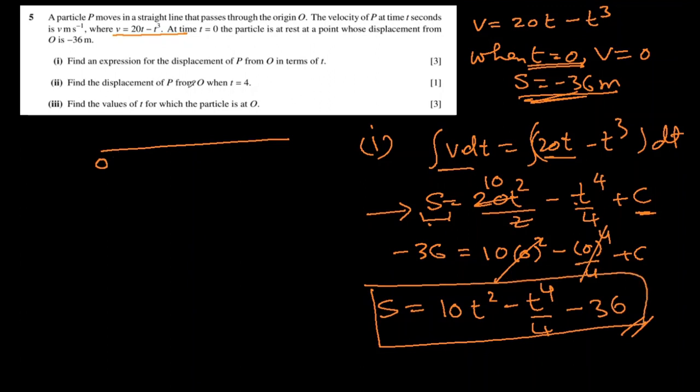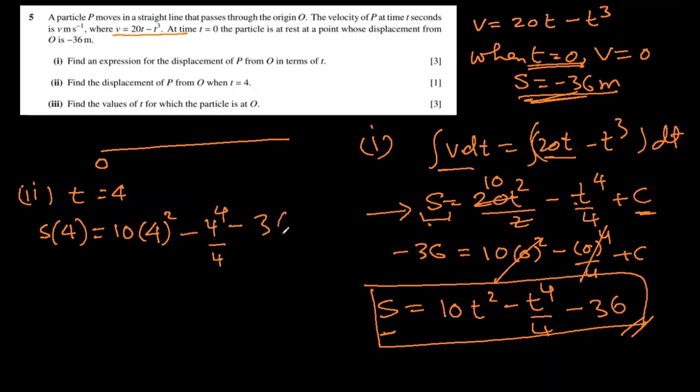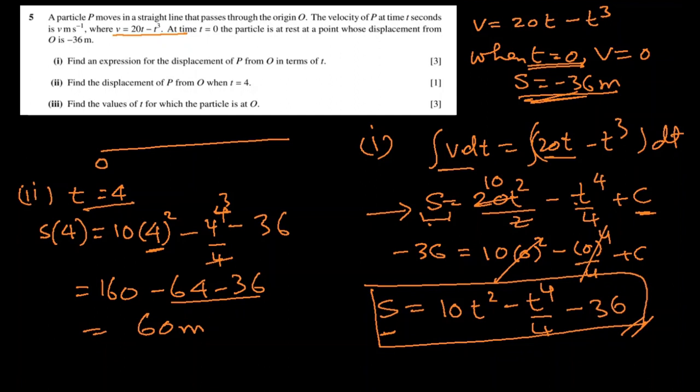Find the displacement of P from O when time is t. We know the displacement equation now, so we can just substitute t equal to 4. S at 4 is equal to 10 times 4² minus 4⁴/4 minus 36. 4² is 16 times 10 is 160. The 4 will cancel with one of the 4s, so 4³ is 64. 160 minus 64 minus 36 is 60. So 60 meters is the displacement when time is 4 seconds.